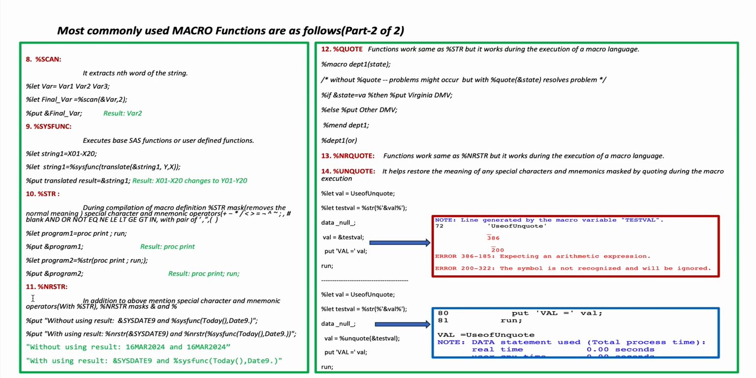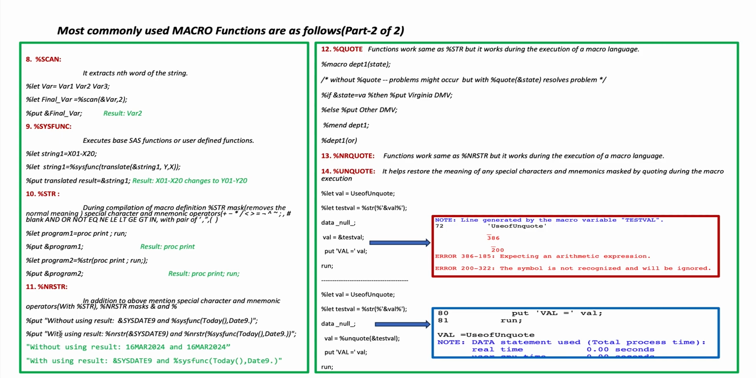Number 11, %nrstr. In addition to the above mentioned special characters and mnemonic operators with %str, %nrstr masks or removes the normal meaning of ampersand and percent sign. An example is given here. The first one is where we are not going to use %nrstr. That means we are going to print today's date by using %sysfunc.